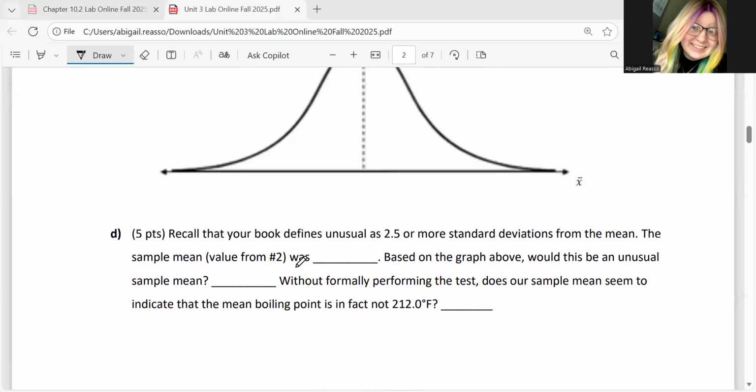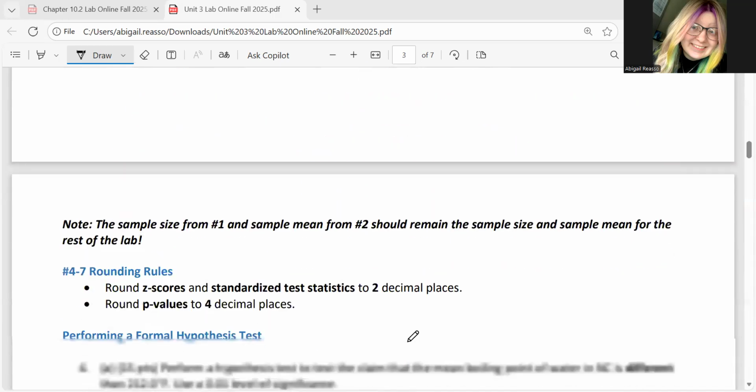And then we want to answer some questions. So we will recall that our book defines unusual as 2.5 or more standard deviations from the mean. So what was our value from number 2? We're going to write that on this blank. Based on our graph above, would that be unusual or not? And without performing the test, does it seem to indicate that our boiling point might not be what the traditional boiling point is? Okay.